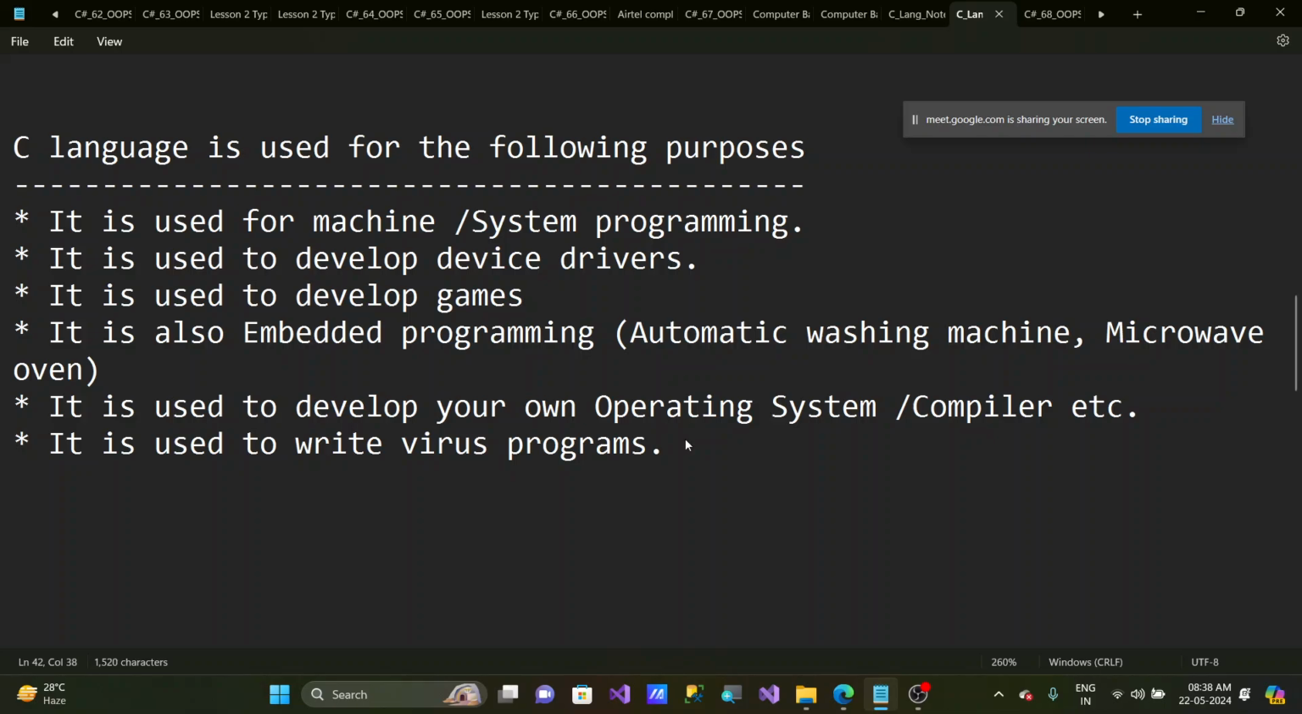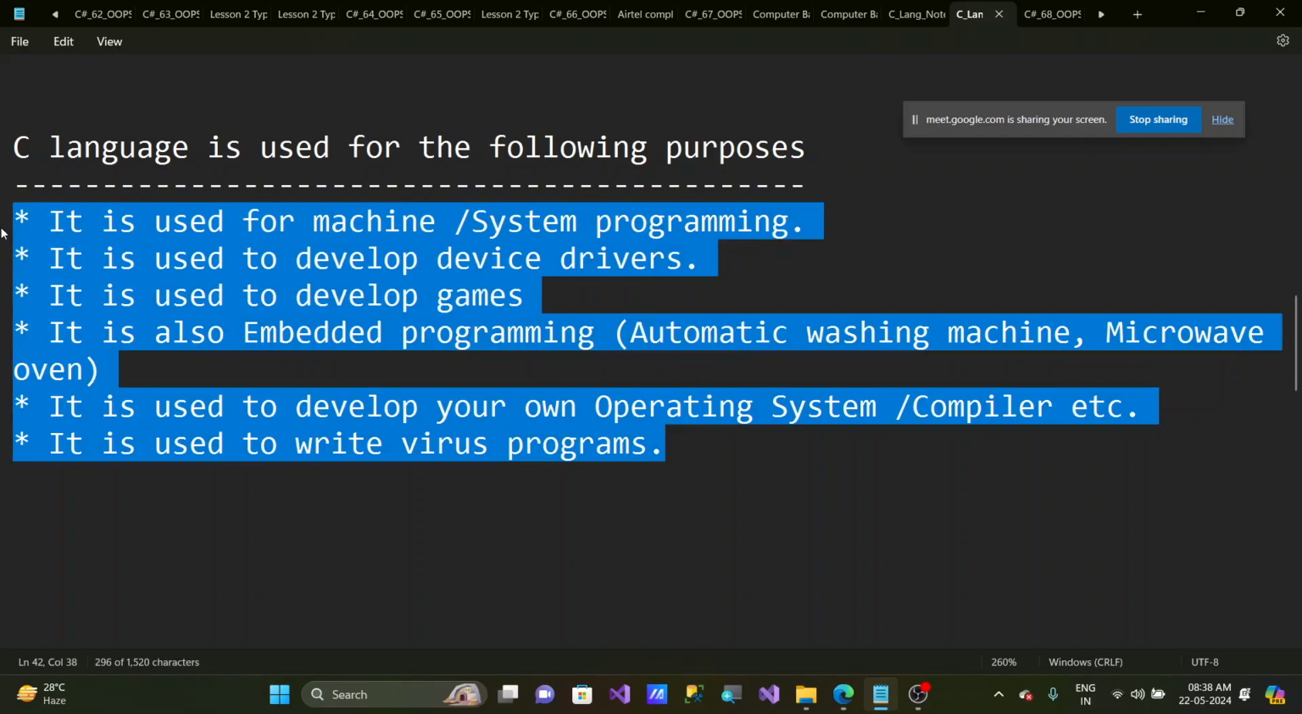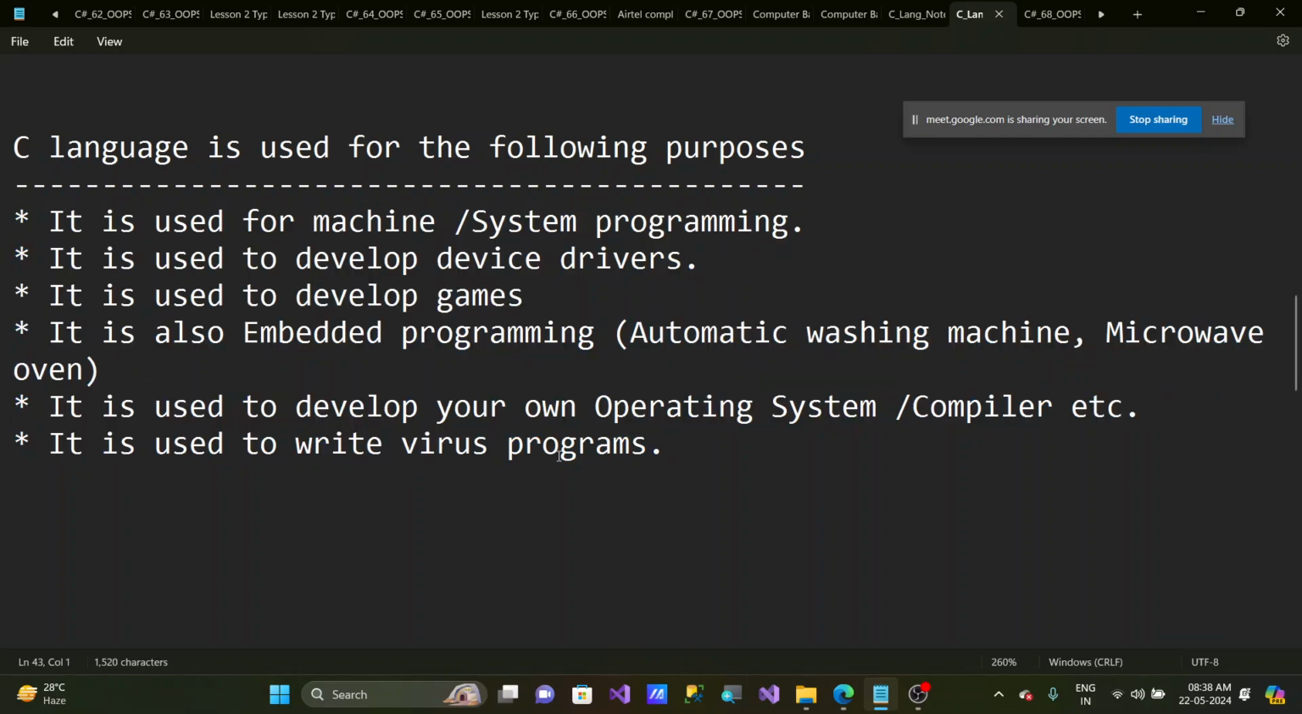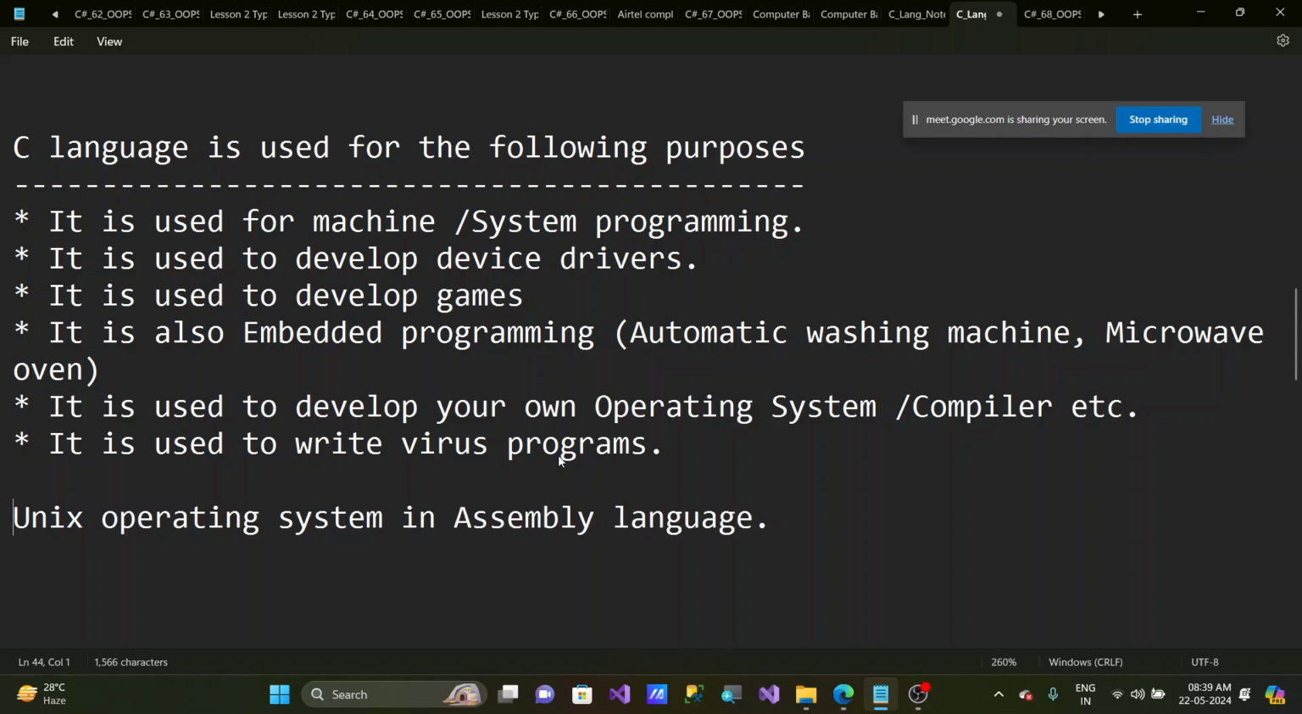Okay. That's why C is famous, many beginners are learning C language, because it has all the features. You can develop any type of application. So you can develop your own operating system, so you can understand the power of C language. Okay. If you want to say how C language is the best, one example you can say. Initially they developed the Unix operating system in assembly language actually.